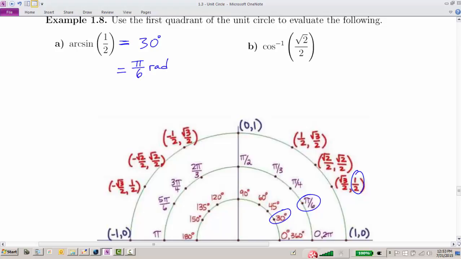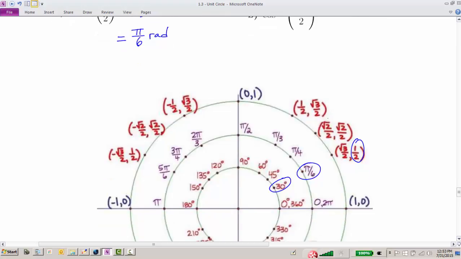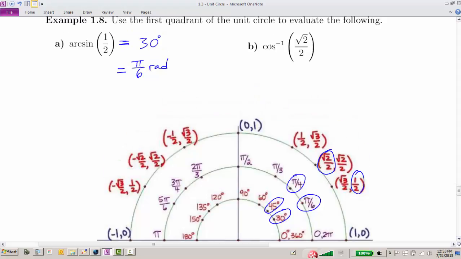In part B, we want the inverse cosine of, here I'm using the other notation, √2/2. So I'm going to scan the first quadrant to see where is, in this case now, the x-coordinate equal to √2/2. Cosine corresponds to the x-coordinate, and that happens right here at 45 degrees, or pi over 4 radians. So the inverse cosine of √2/2, or arc cosine of √2/2, is 45 degrees, or pi over 4 radians.